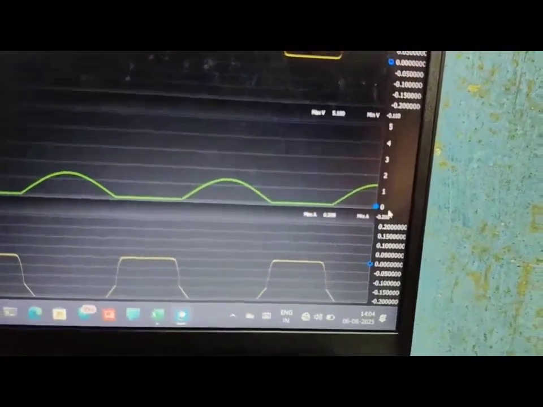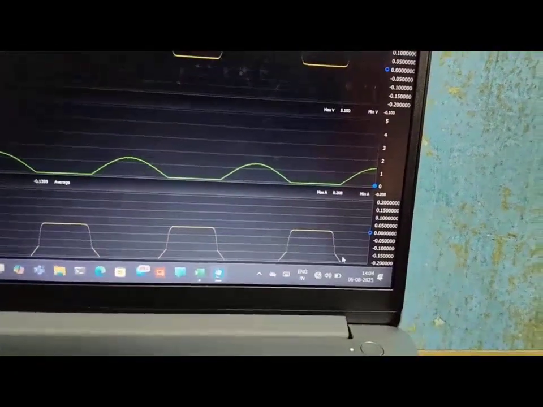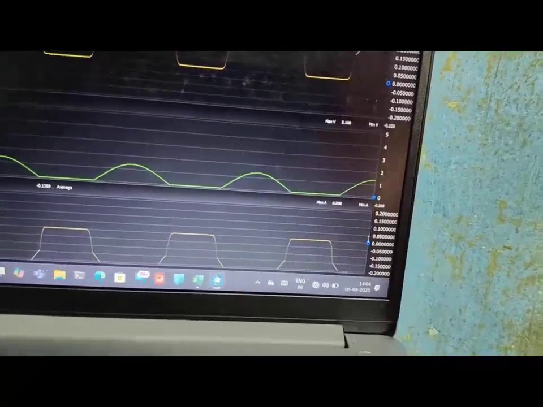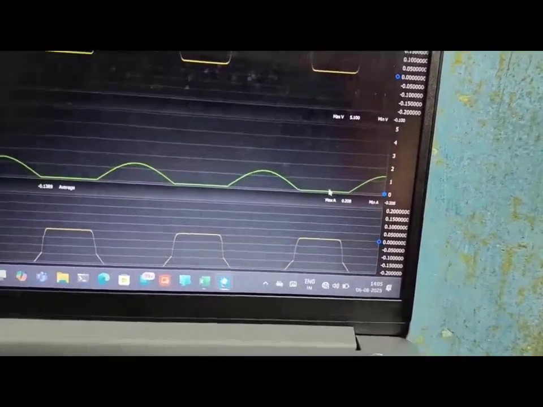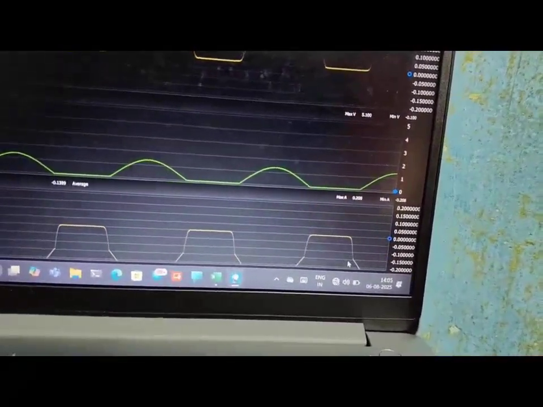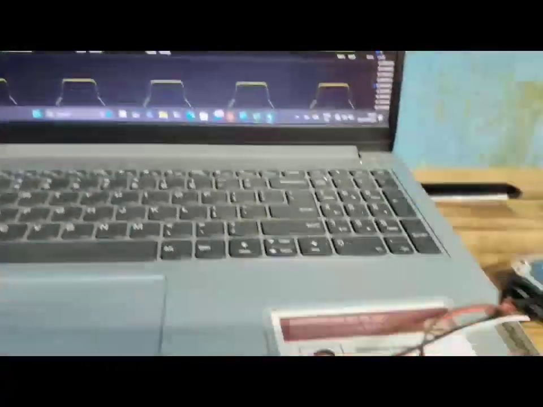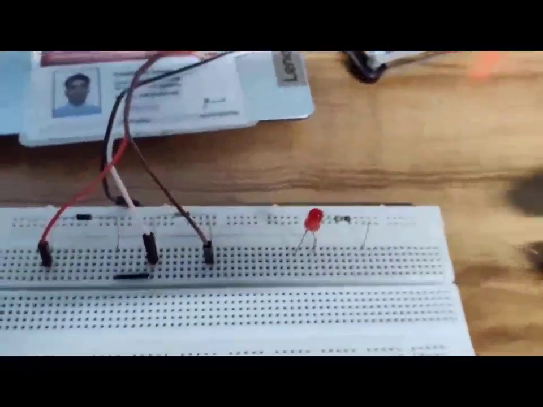This is the rectified half sine wave, that is the rectified sine wave, rectified DC voltage, and now this is the current output you can see.